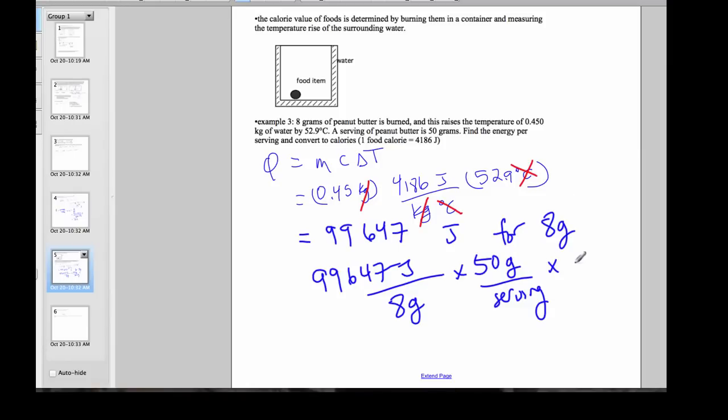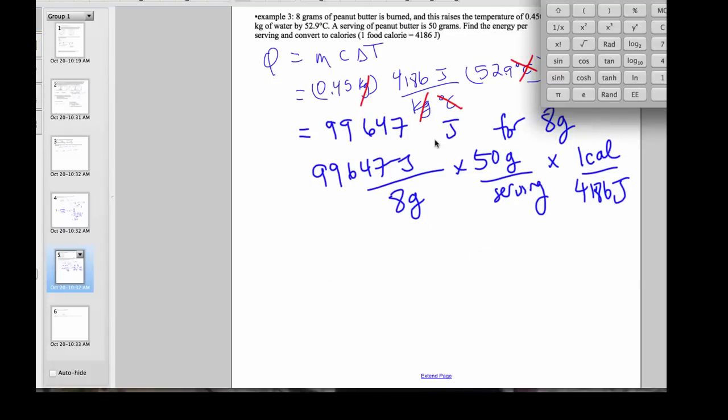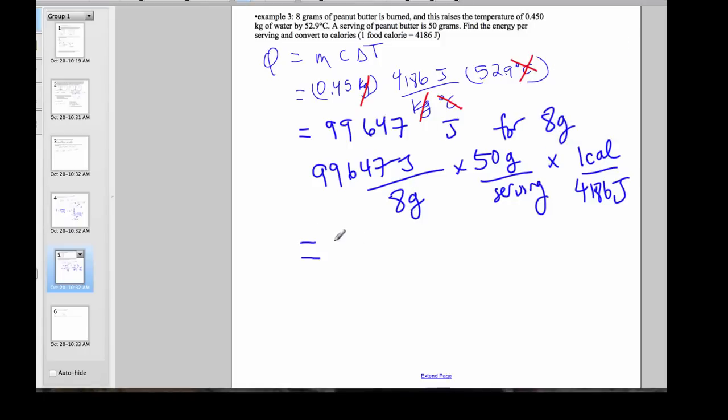We were asked to convert it to calories. Now, a food calorie is 4,186 joules, if you remember from earlier in our unit of study. So let's see what that works out to. We're going to take this, divide it by 8, multiply by 50. So that's the joules per serving, and then divide by 4186 to make it calories. And it's about 149 or about 150 calories, which makes sense for a serving of peanut butter.